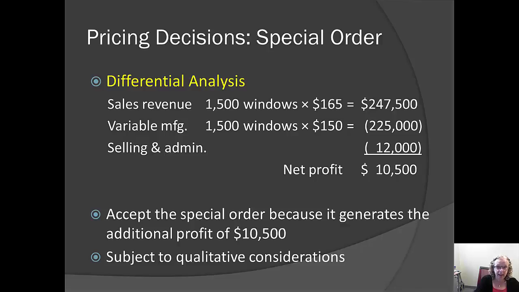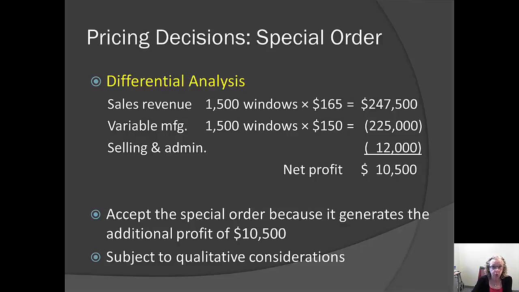However, there may be qualitative reasons for the firm to say no. For example, the firm's other customers might not be very happy if they find out that this customer got a better price than they did. And we certainly don't want to offend our regular customers. Often special orders are requested because there's a special reason. For example, these windows might be used in a building designed to house the homeless.